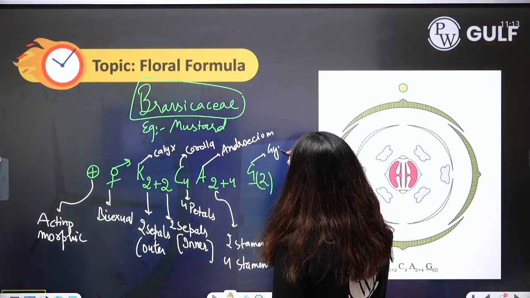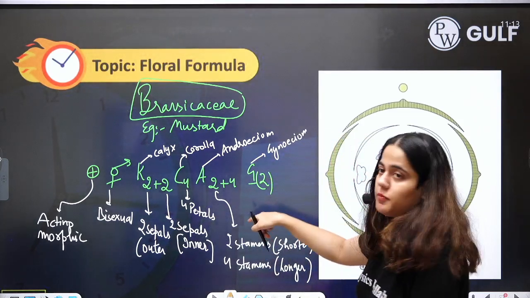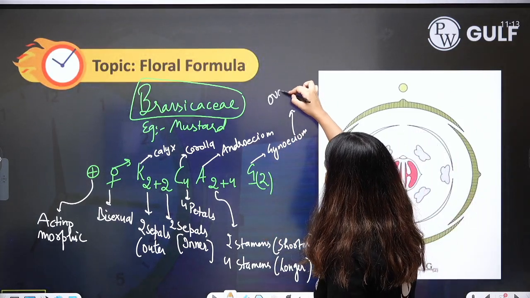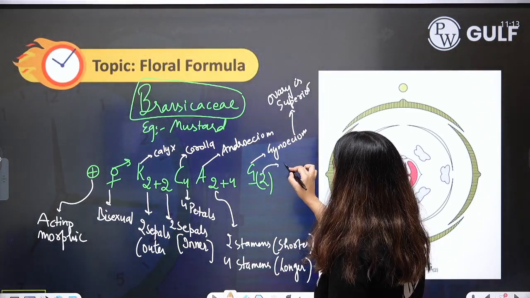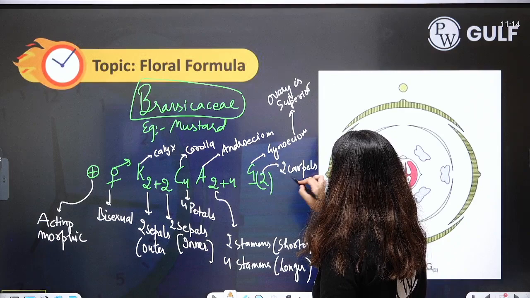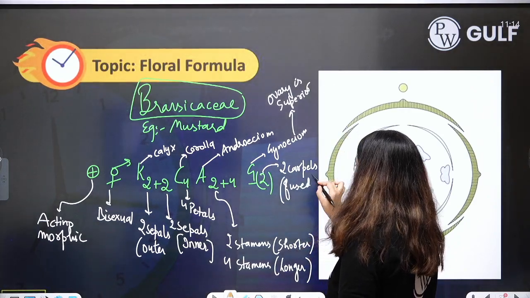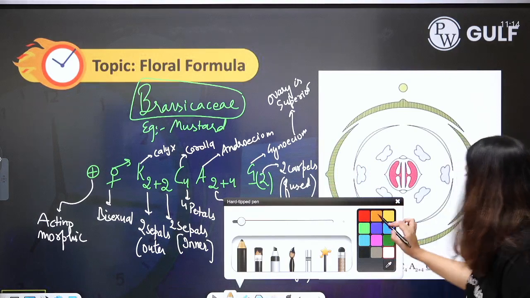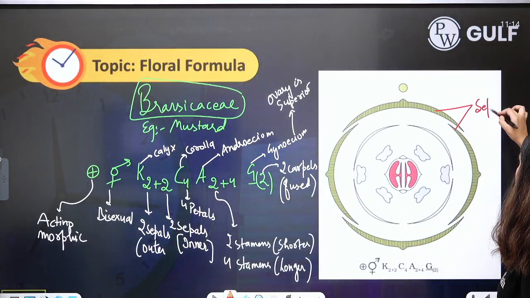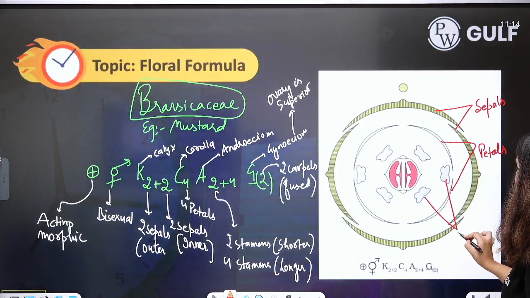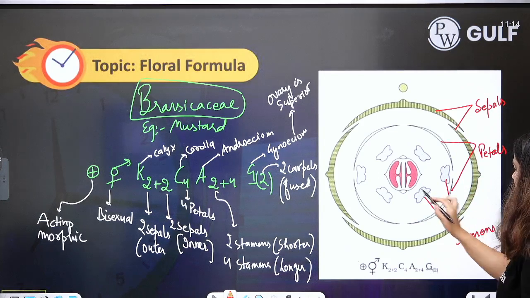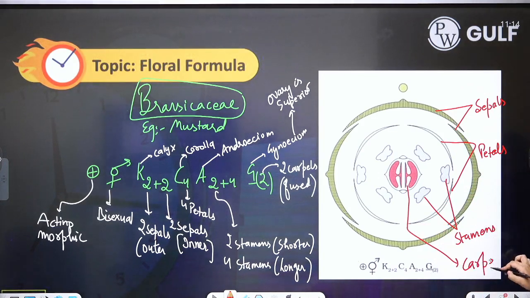This means gynoecium. And there's a dash below gynoecium, which means ovary is superior. Right? And 2 means 2 carpels are there, and bracket means carpels are fused together. So here you can see, these are sepals, these are petals, these are stamens, and this is carpel. This is the Brassicaceae family.